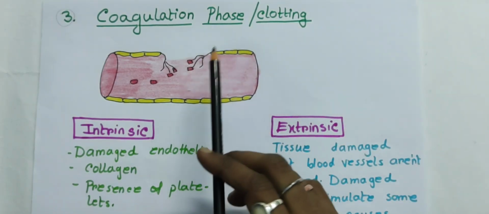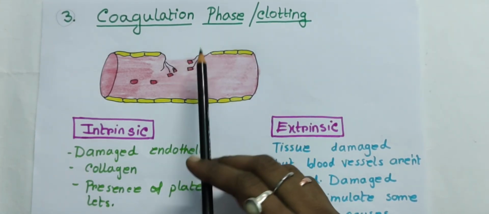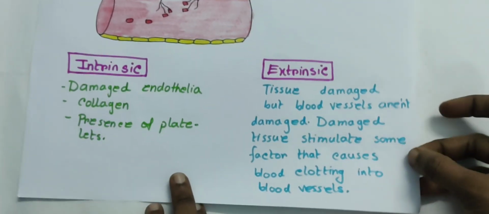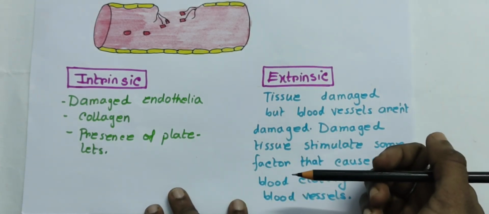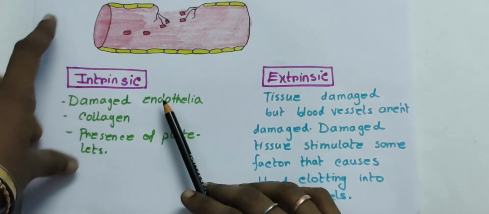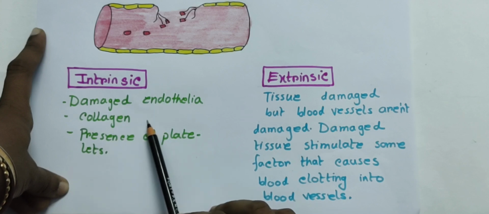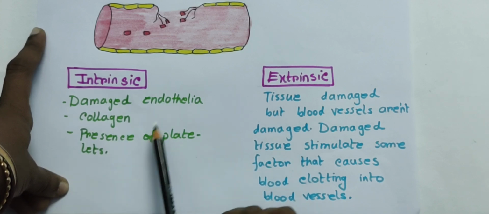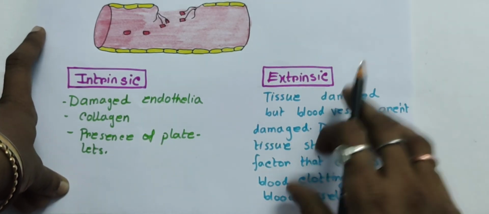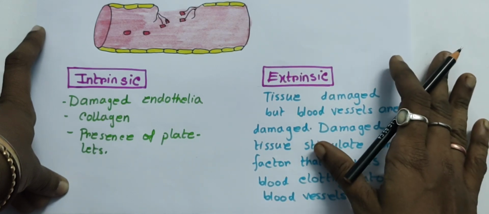Now the third step is the coagulation phase, or clotting. The platelets get aggregated here. Now how will the clot form? The coagulation phase is divided into two pathways, intrinsic and extrinsic. Intrinsic is when the endothelium gets damaged, collagen is exposed and platelets are present, where the blood vessels get damaged. And extrinsic is where the tissue gets damaged but the blood vessels are not damaged.